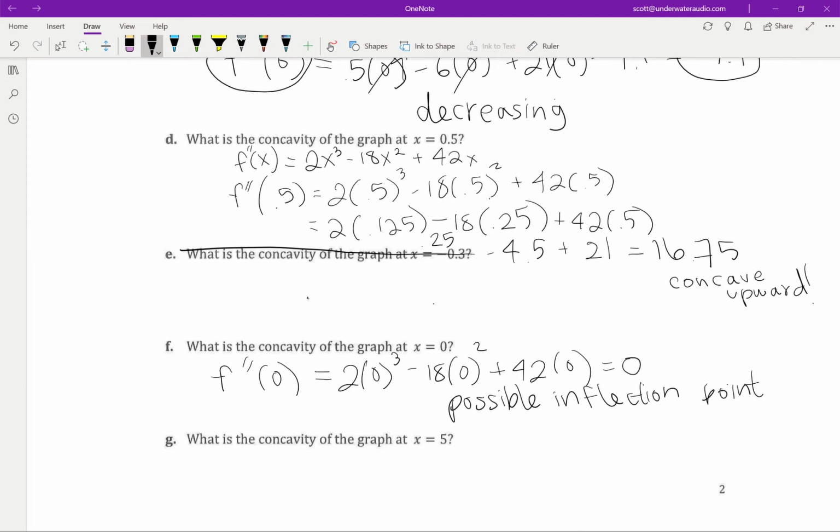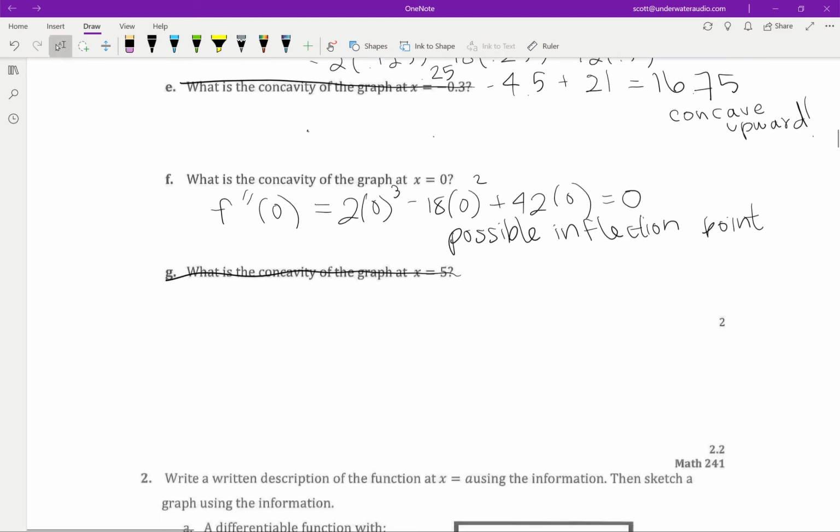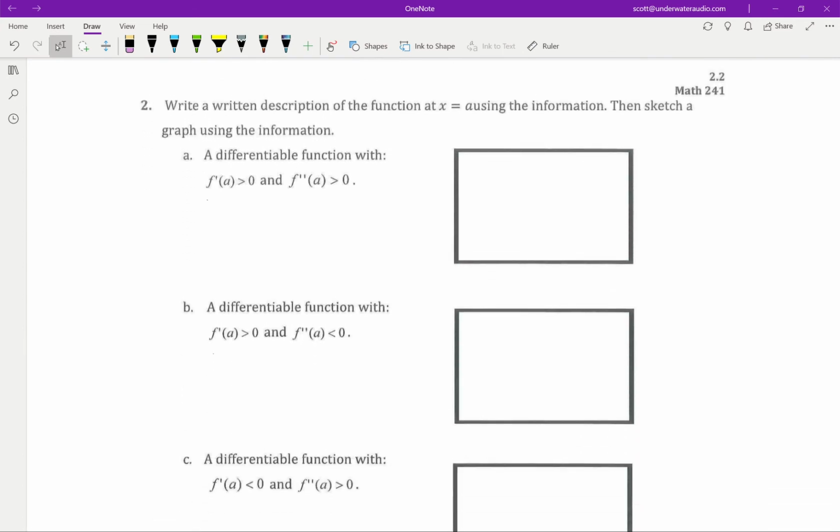Okay, so I'm going to skip 5 too, because it's just like D and F. If you would like more examples, I'm happy to do them on a discussion board. But let's move on to the next bit. Write a written description of the function at x equals a using the information. Then sketch a graph using the information.